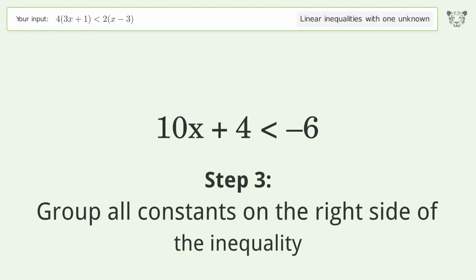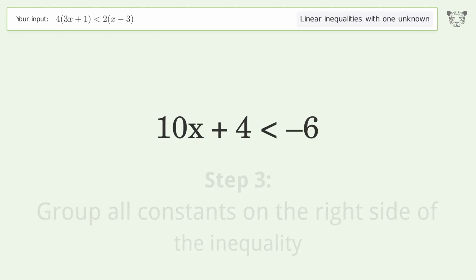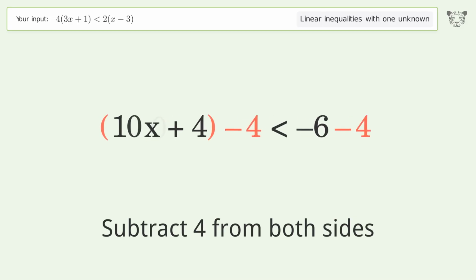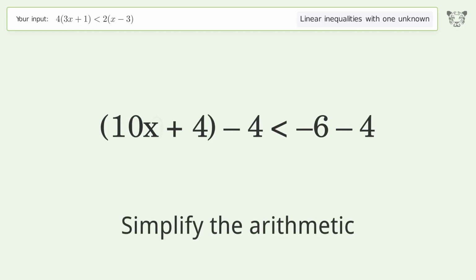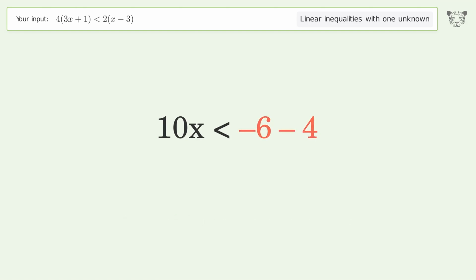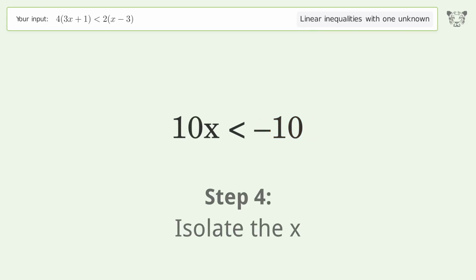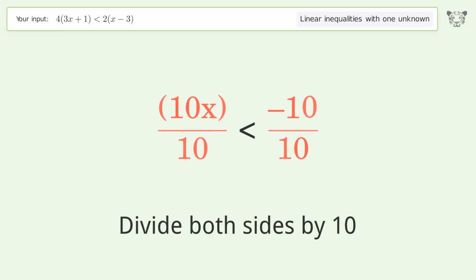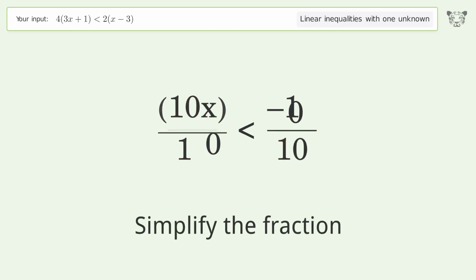Group all constants on the right side of the inequality. Subtract 4 from both sides. Simplify the arithmetic. Isolate the x. Divide both sides by 10. Simplify the fraction.